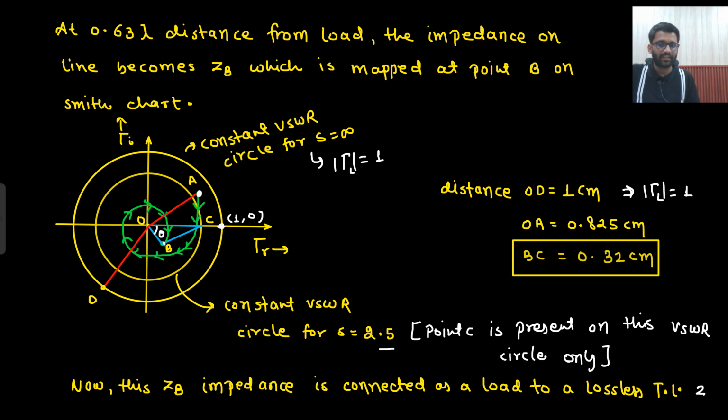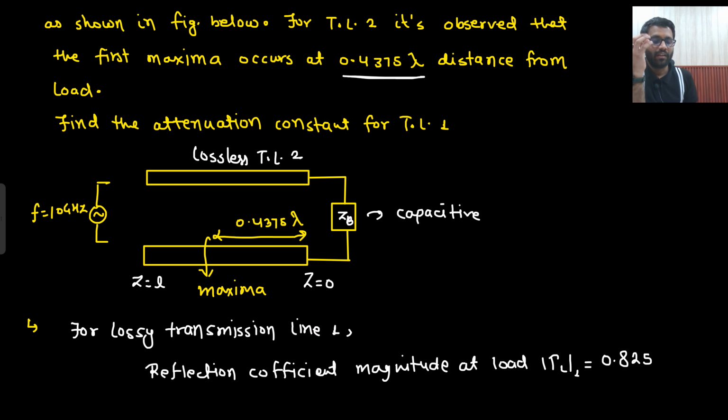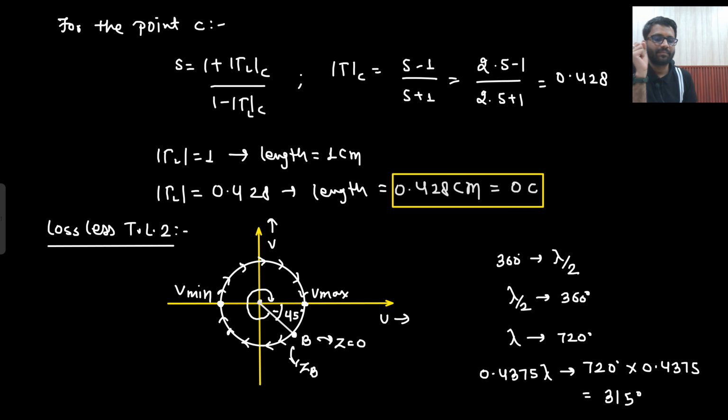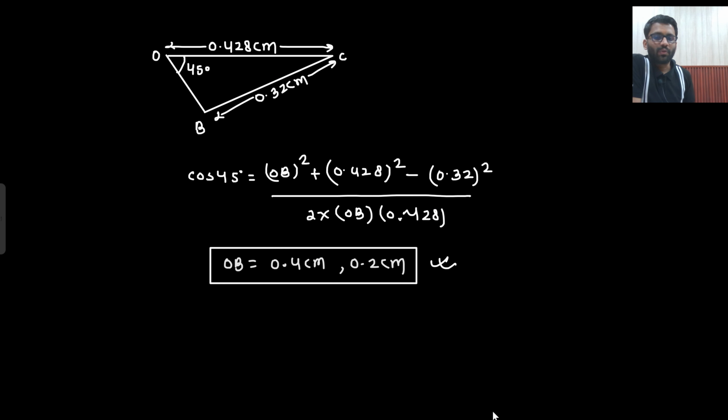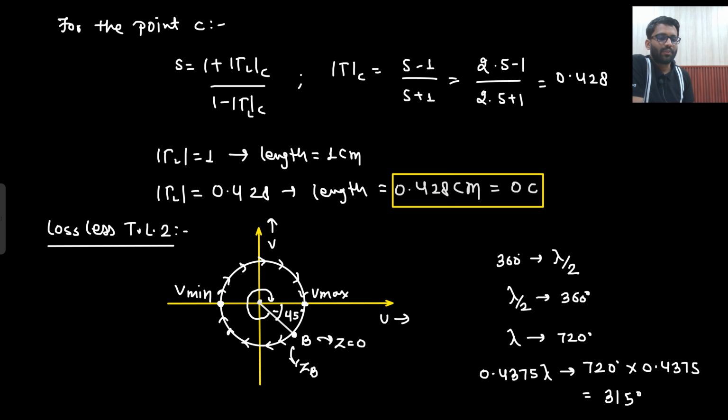I hope every single thing is clicking for you now, every single thing is fitting in your brain. That's why I spent a lot of time on the Smith chart, and certainly a lot of questions are expected in the upcoming years from Smith chart concepts. Now they are focusing on these concepts, right? So where were we? For OB we have got to know that it is 0.4 centimeter and 0.2 centimeter.